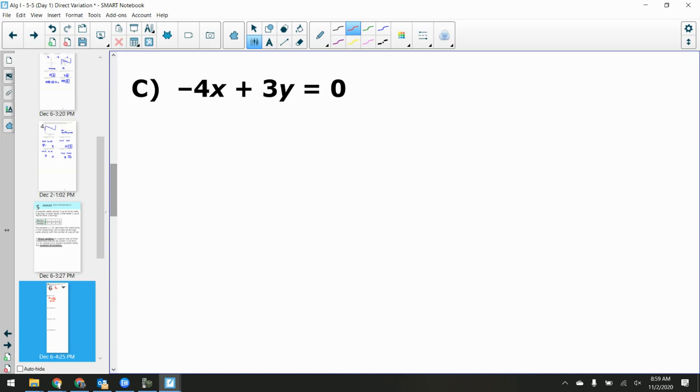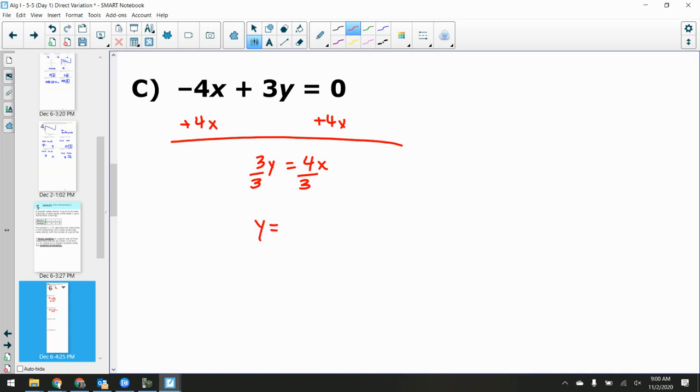Will? Add 4x to the other side. Good. And add 4x to both sides. And that will get me 3y is equal to 4x plus 0. Do I really need to add on the plus 0? No. To solve for y, to get y completely alone, what finishes this off? Divide by 3.